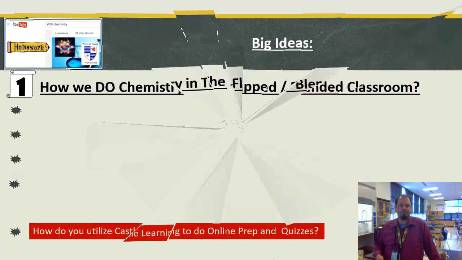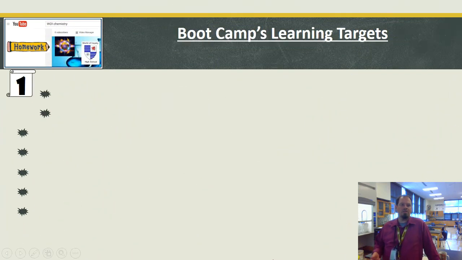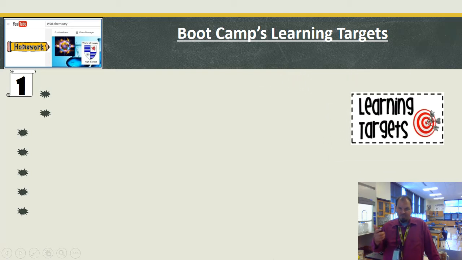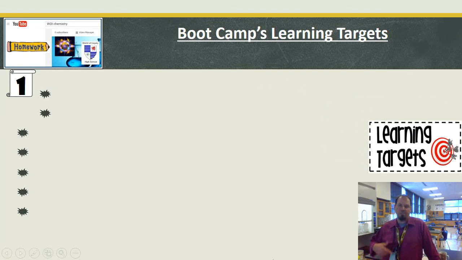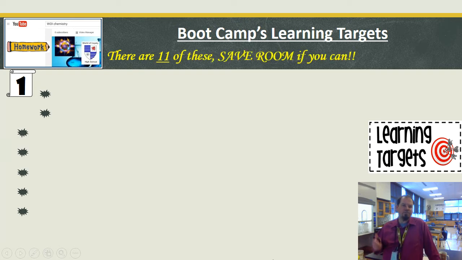All right, so here we go. Learning targets for this unit. You're going to see the symbol a lot in the notes at the beginning of all the notes. It's learning targets, right? And there's 11 of these for this unit, so if you can save some room, save some room. I'll have 11 bullets. It's going to take me 2 slides.